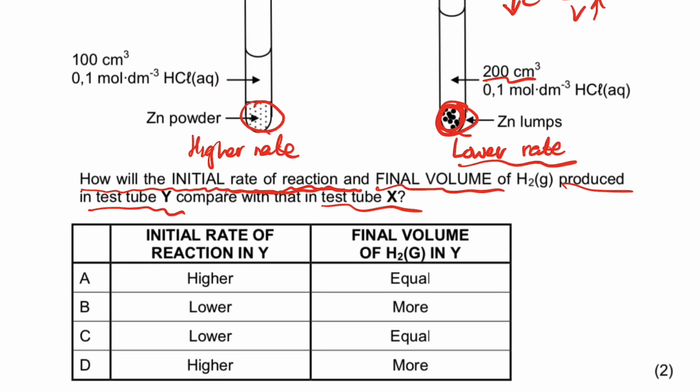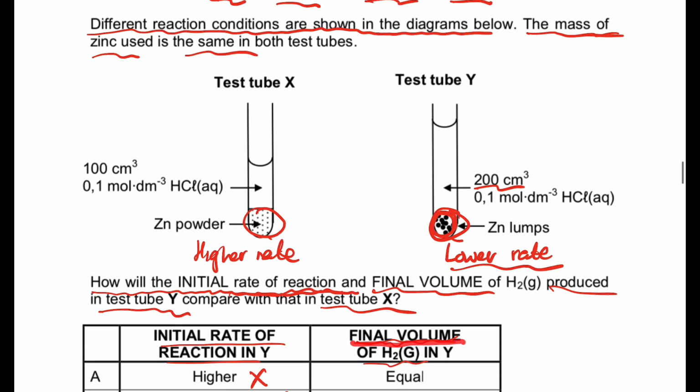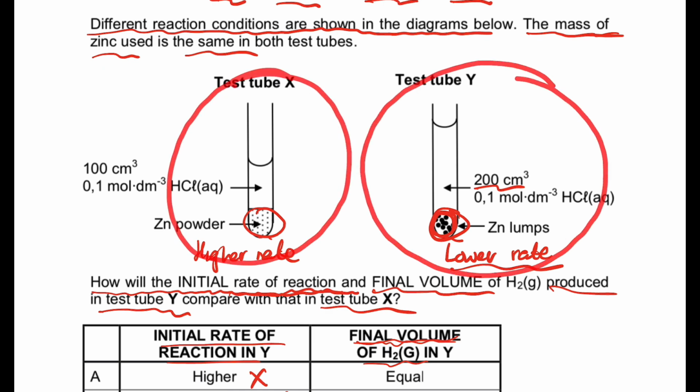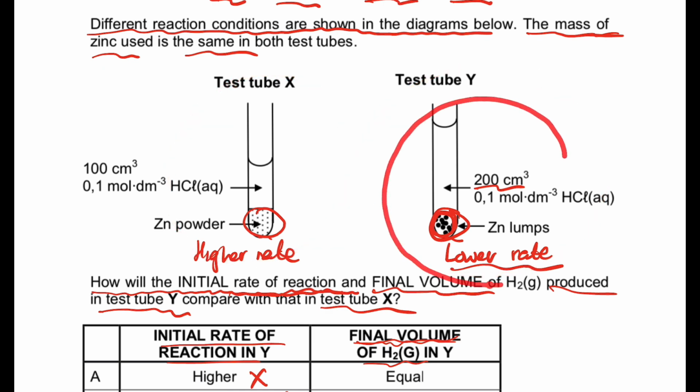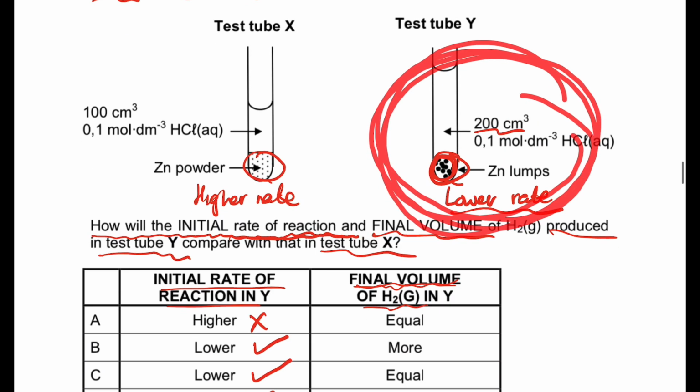So the options here say the initial rate for Y is not higher, is lower, yes, and is lower, yes, and is not higher. Let's look at the final volume. Now it says the final volume, guys, even though this one is going to have a higher rate than this one, this one will produce more hydrogen, more volume of hydrogen.